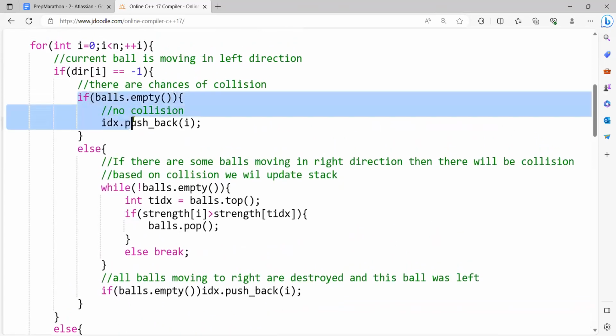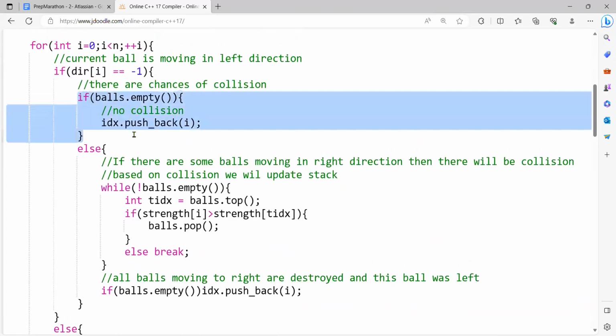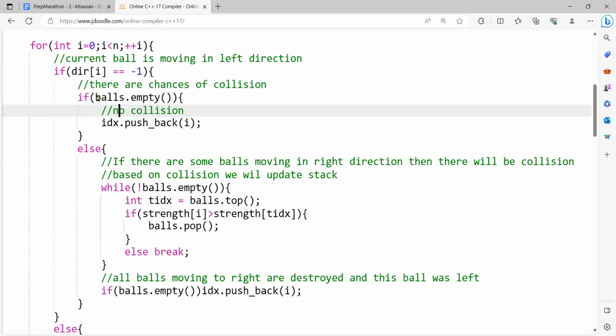Now, for collision, the first condition is there needs to be some ball before this which is moving right. In that case, your stack will not be empty. Here the stack is empty. It means there is no ball with which your ith ball will collide. So no collision. This is the condition: my stack is empty.